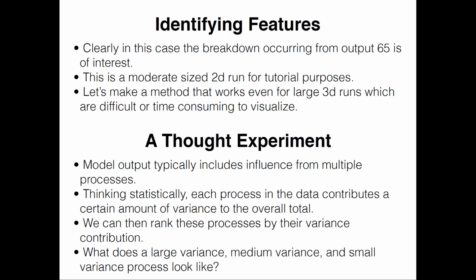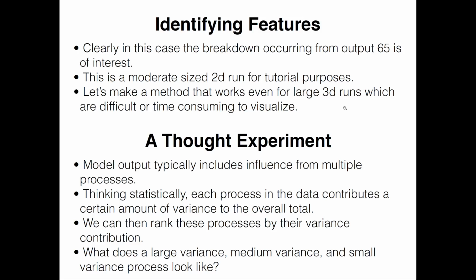And this is a moderate 2D run for tutorial purposes, meaning I can show you by visualization everything that's interesting about this data set. But we want a method that works even for large 3D runs, which are either difficult or too time consuming to visualize, right? We want some kind of method that very quickly identifies, hey, you might want to look at output 65 instead of visualizing the whole thing, which may be difficult or in some cases even impossible.